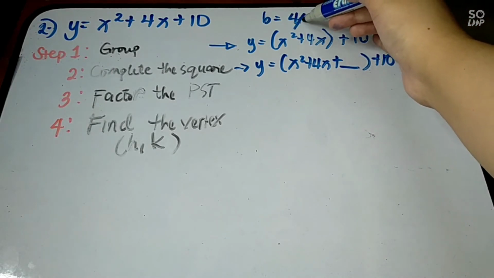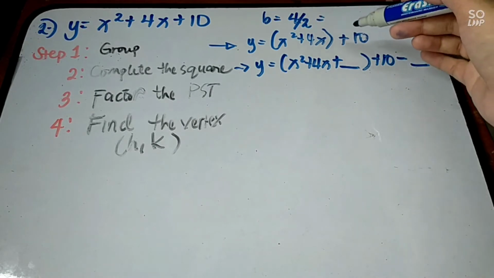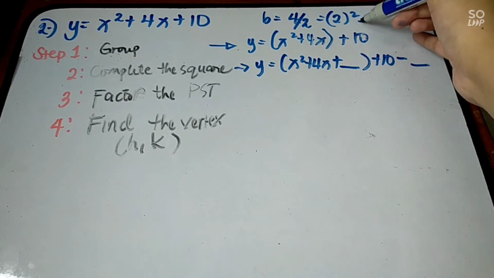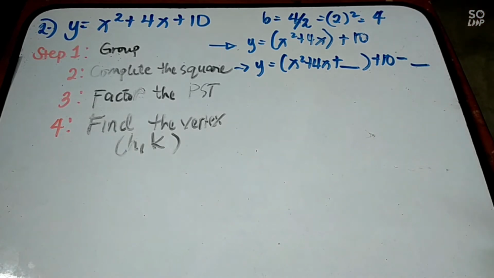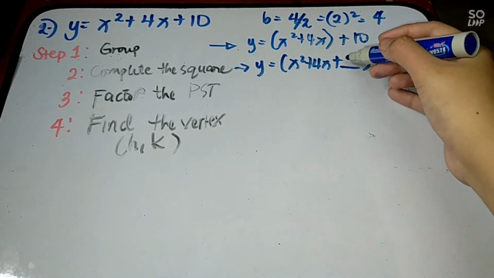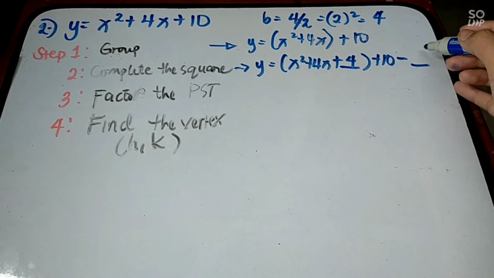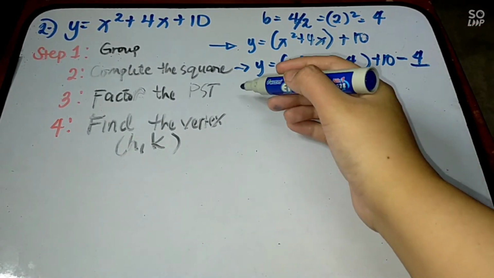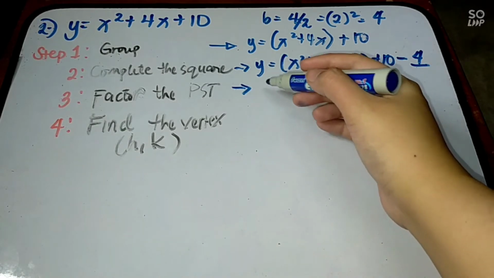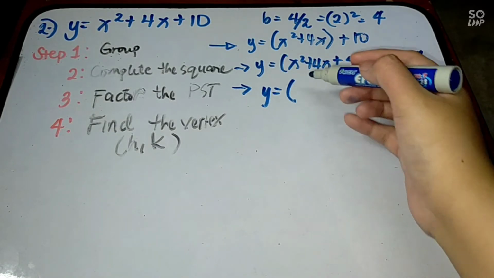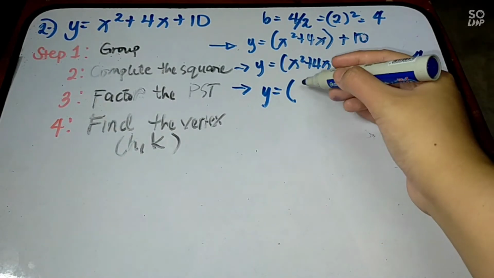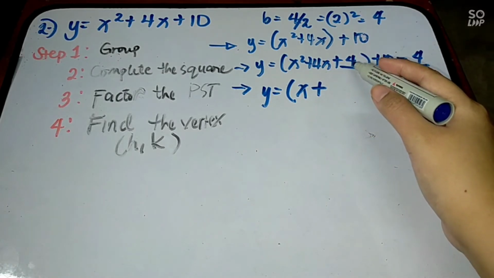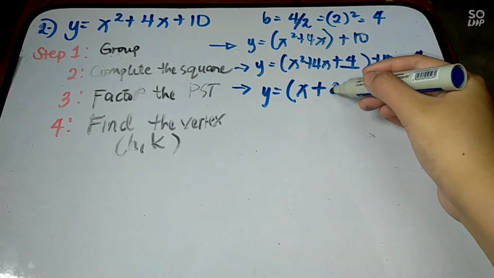Then, i-divide natin siya by 2. 4 divided by 2, the answer is 2. Then, squared. What is 2 squared? We have here 4. So, therefore, ang i-add mo dito, we have here 4. And then, isusubtract mo dito ay 4. Alright? Next tayo. We are going to factor na. y is equal to, factor na natin. Square root ni x squared, we have your x. Just copy plus, then square root ni 4, ang sagot is 2.